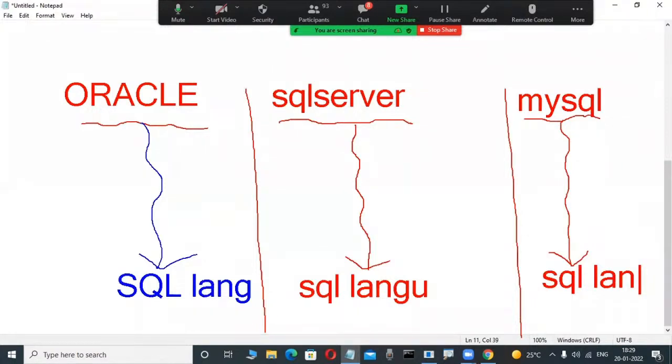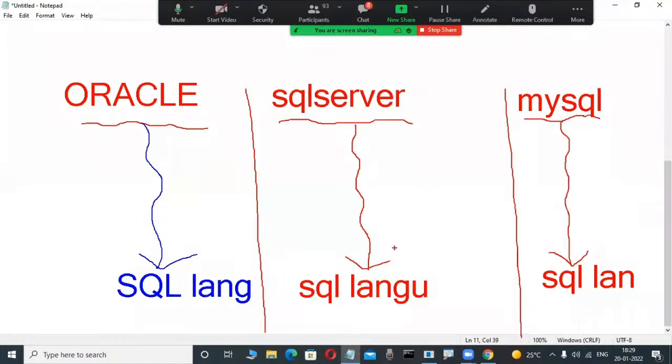Now what is my doubt? Many people attending this demo class have a doubt. Are all these SQL languages the same or different? Anybody guess? Only one answer is correct. Whether you are working on an Oracle database product, or your friend is working on a SQL Server product, or another friend is working on a MySQL database product, all of you are using the SQL language. But are these SQL languages the same or different? Only one answer is correct.